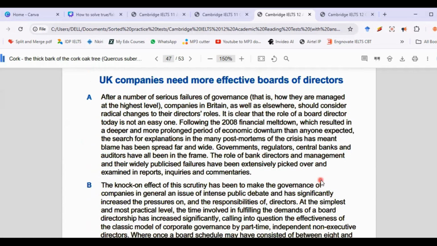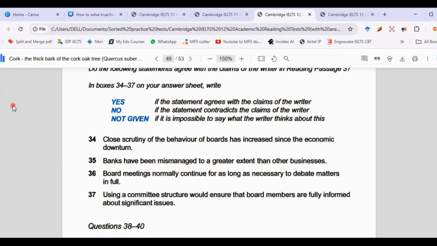So our answer to number 34 is going to be what? Yes. Please take note of that. Don't write true. You have to write yes. The statement agrees with the claims of the writer.